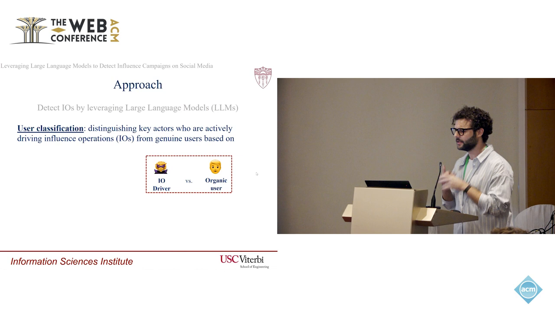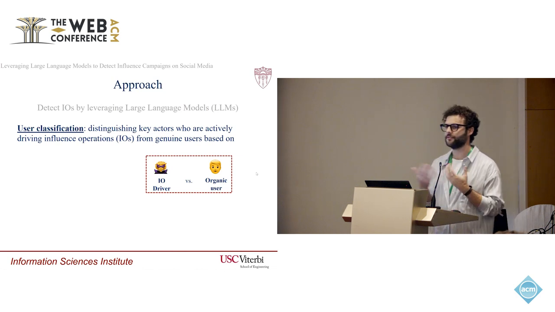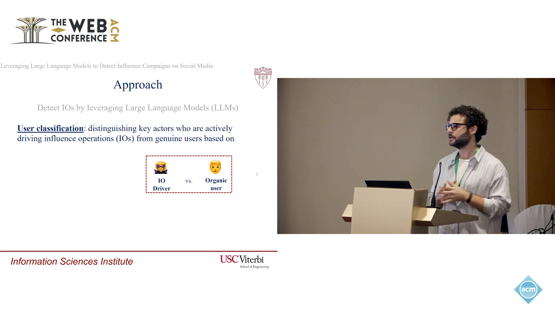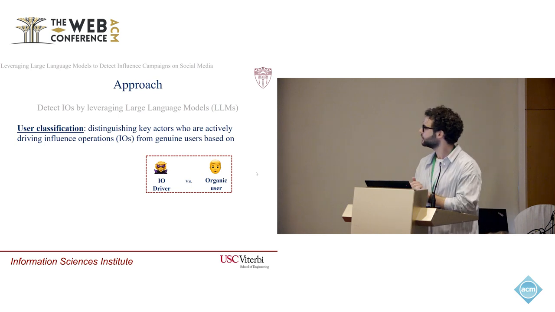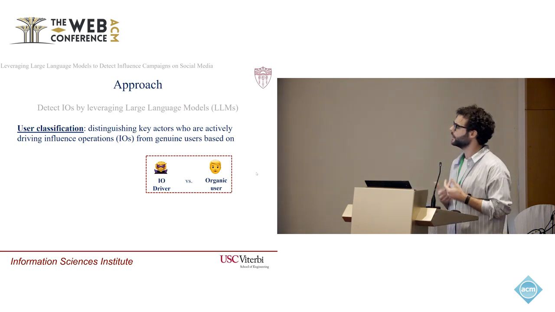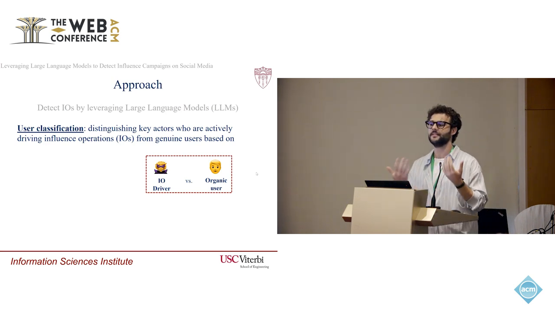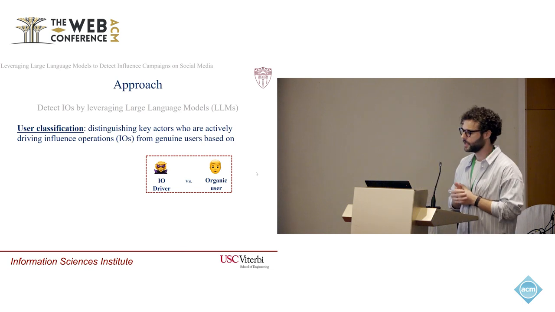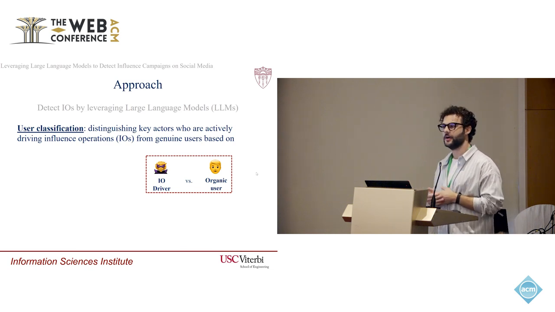How does it work? The main idea is to perform a user classification. We want to classify users into two classes. One is related to the drivers of these campaigns, which we call information operation drivers, versus organic users, who are legitimate users involved in the same conversation and in the same time frame of these campaigns.